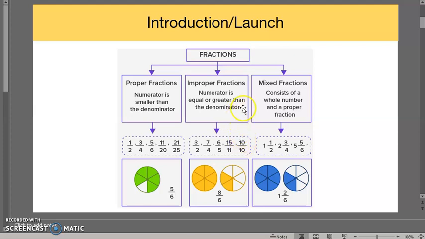The last term is mixed fractions. This consists of a whole number and a proper fraction. Here is your whole number. 1 would be your whole number, and the 1/2 is your proper fraction. Now we're going to get into the lesson.